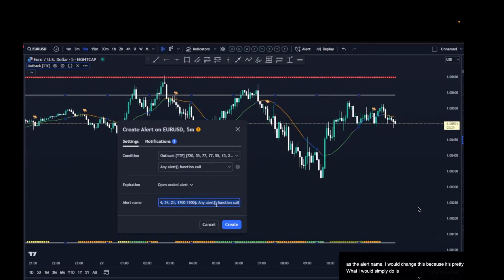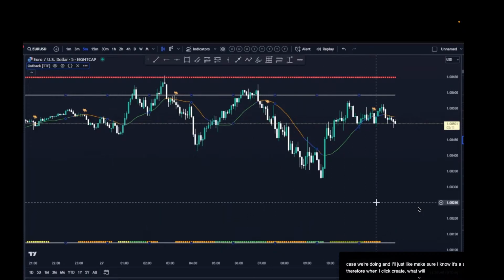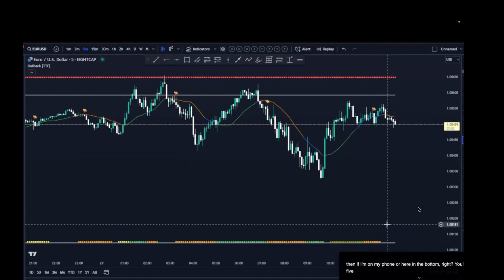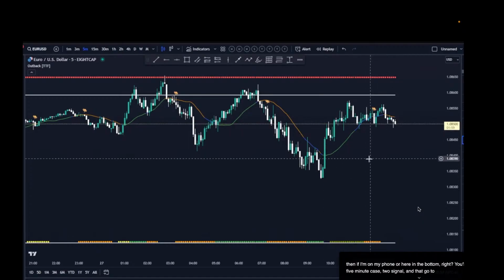What I would simply do is add the pair. So in this case, we're looking at EU. I will say the time frame, then I will say what case we're doing, and I'll make sure I know it's a signal. Therefore, when I click create, if a buy or sell prints, then if I'm on my phone or here in the bottom right, it will say EU 5-minute case 2 signal, and then I can go to EU and I'm ready to go from there.